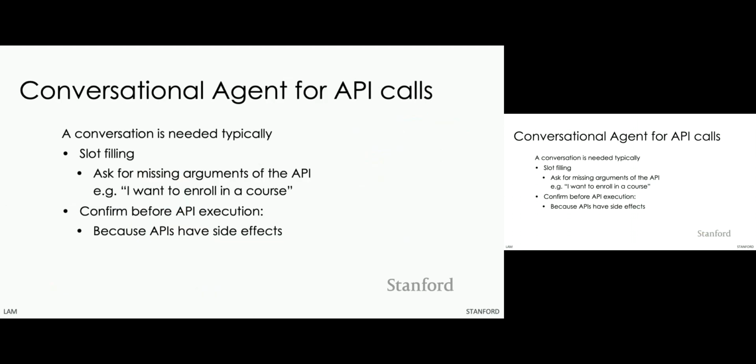But normally, maybe this is the beginning of when things are a little bit different. If I just say I want to enroll in a course, you will have to ask me for the missing arguments. So you need a conversation. This is standard. It is called slot filling. And then before I enroll you, I better ask for confirmation.